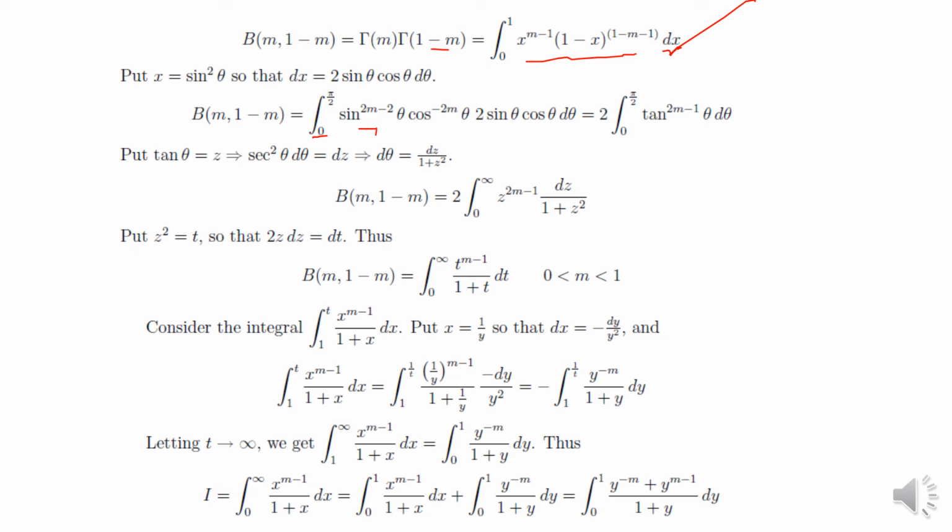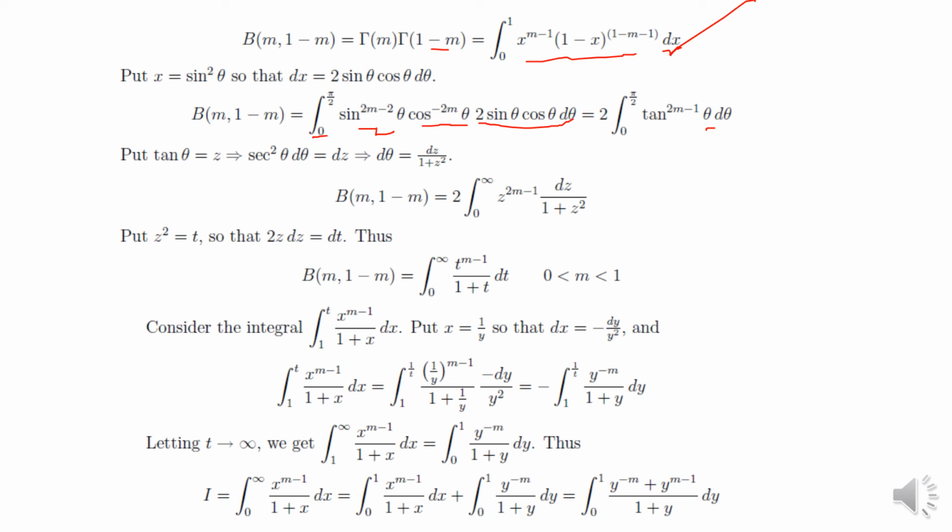So the limits have changed, and for the rest we have put the values of x, that is sine square theta, and we are putting power m minus 1. So this becomes sine to the power 2m minus 2 theta, and cos, because 1 minus x to the power minus m: 1 minus sine square theta is cos square theta, and to the power minus m it is cos to the power minus 2m theta, and 2 sine theta cos theta d theta is equal to dx. Just simplify it and we get 2 times the integral from 0 to pi by 2 of tan to the power 2m minus 1 theta d theta. This cancellation you can do and get.